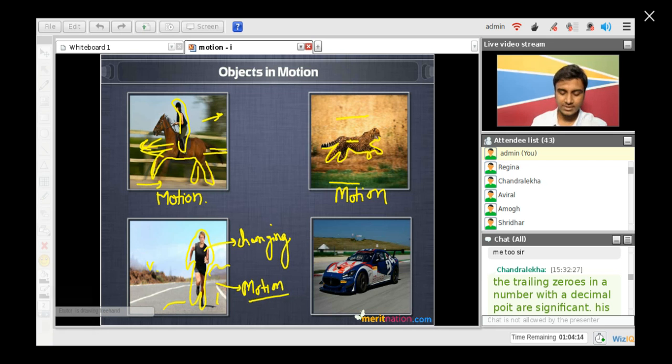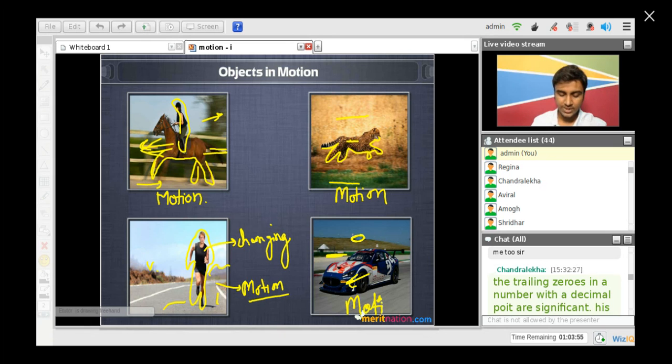Then similarly, this car is moving with respect to this ground. This ground is at rest. It is moving with respect to the ground, with respect to the boundary, with respect to this open area. So this car is moving with respect to the object surrounding it. So this car is in a state of motion.